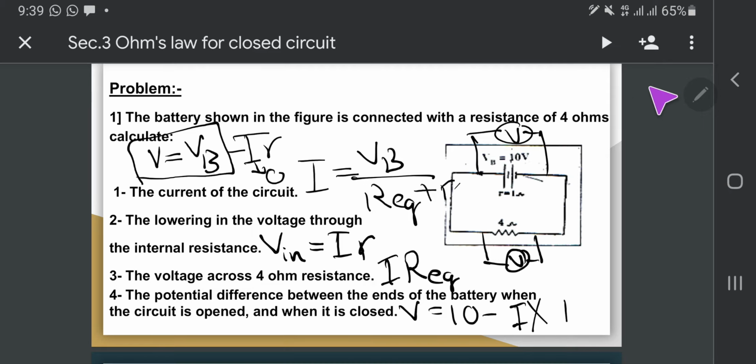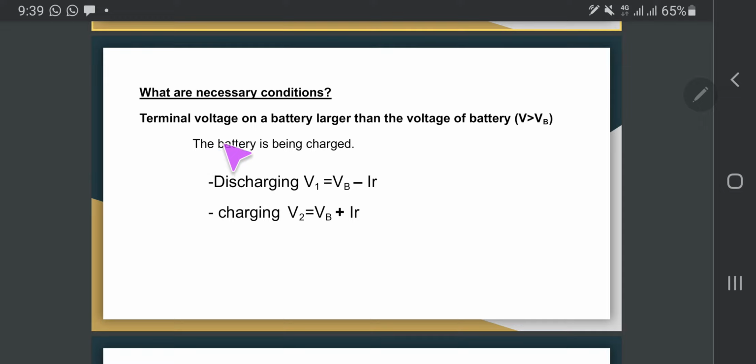Okay. So the terminal voltage of the battery is larger than the emf of the battery when the battery is charged. This is a very important case: when charged, V is more than VB because VB plus IR equals V, because the battery takes current, it is not discharging, not giving current.